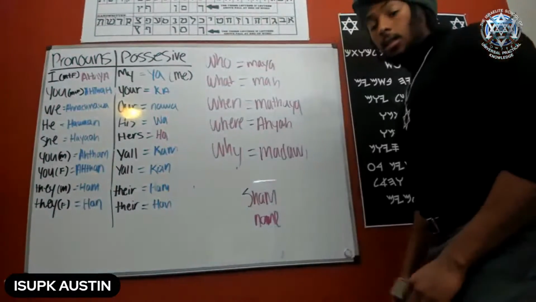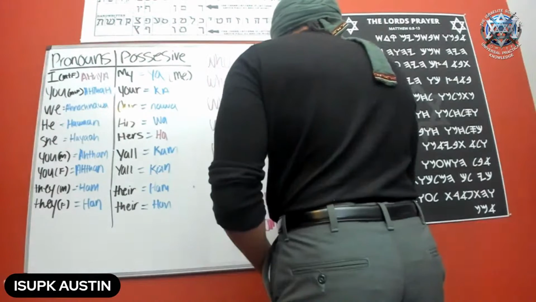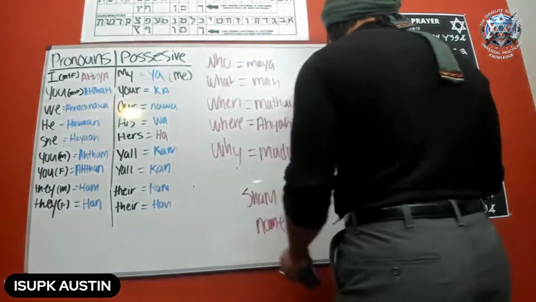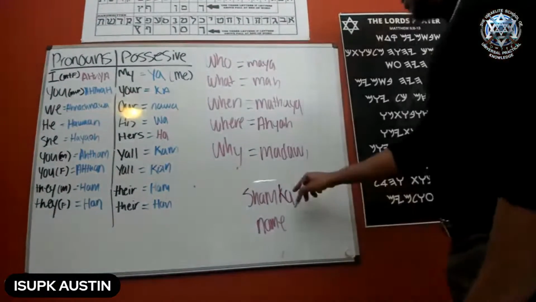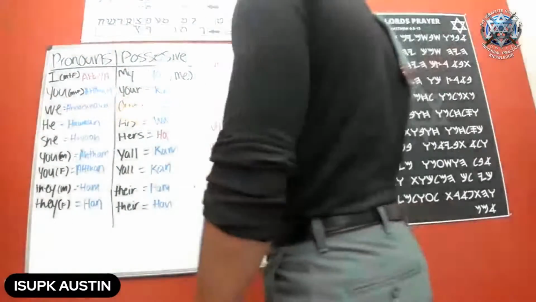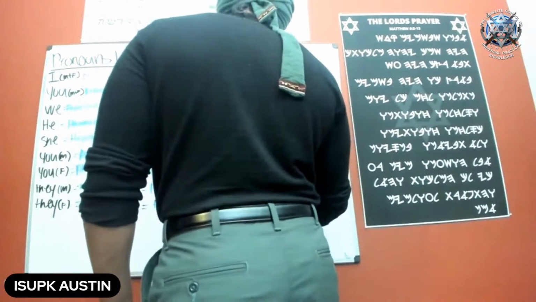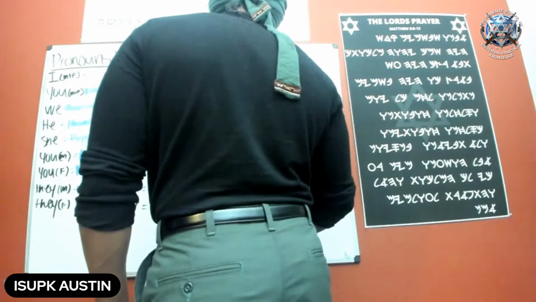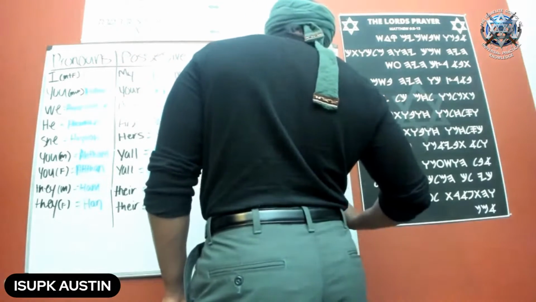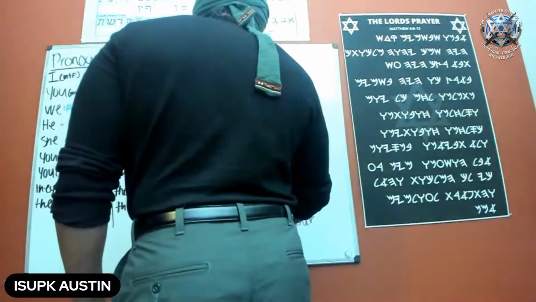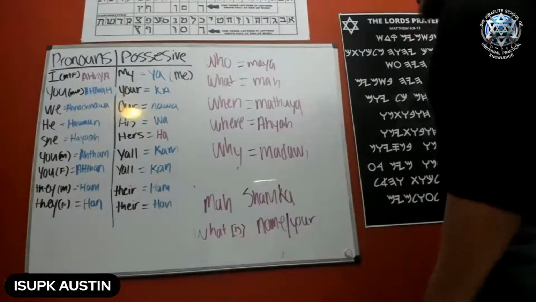Name. So if I want to say your name, I'm going to add the K. Shamka, right? Ma Shamka, right? Remember I said "is" is implied. What is your name?